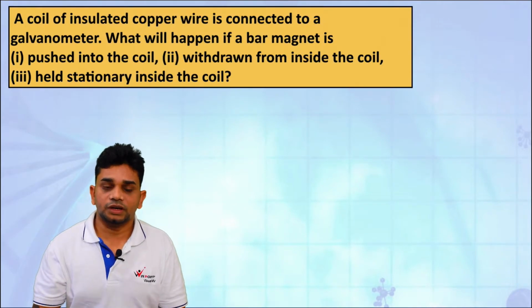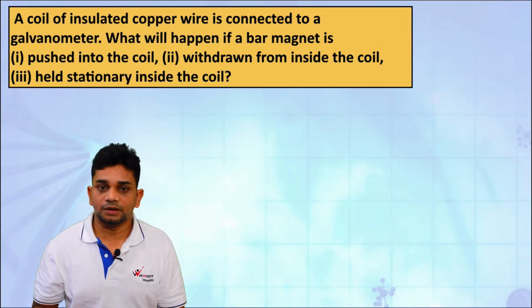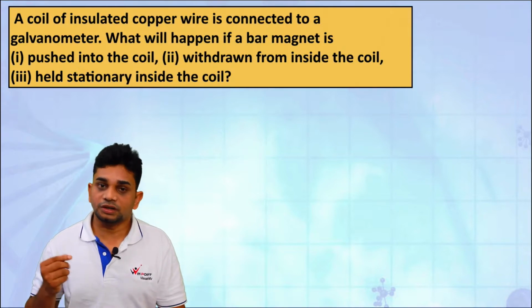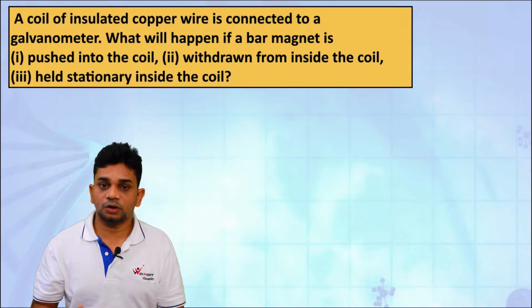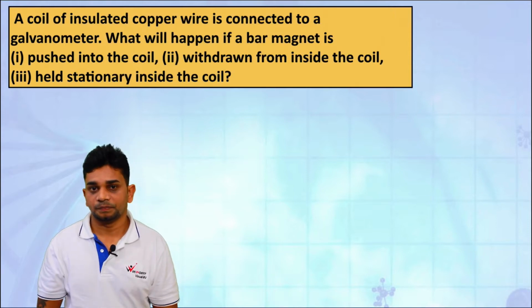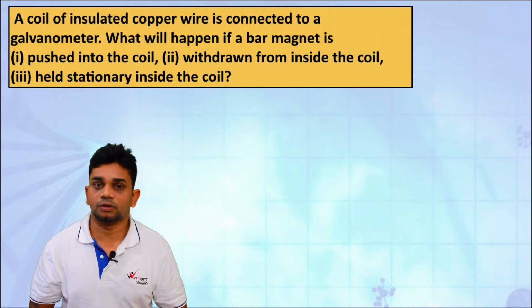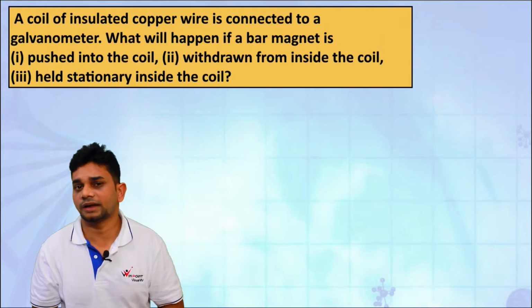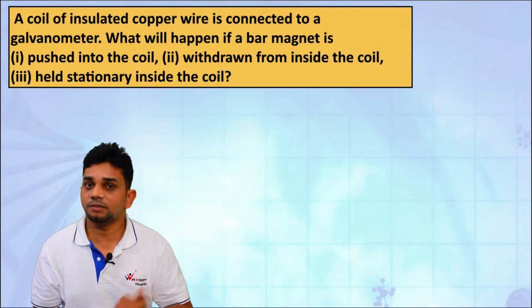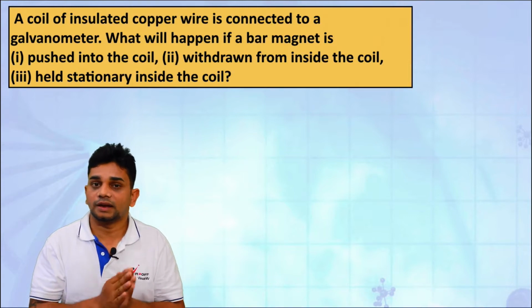A coil of insulated copper wire is connected to a galvanometer. What will happen if a bar magnet is pushed into the coil? Second one, withdrawn from inside the coil. Third one, held stationary inside the coil. This question is from electromagnetic induction. We have to know about electromagnetic induction. What is electromagnetic induction? If there is a change in magnetic field, there will be production of electricity. That is called electromagnetic induction.